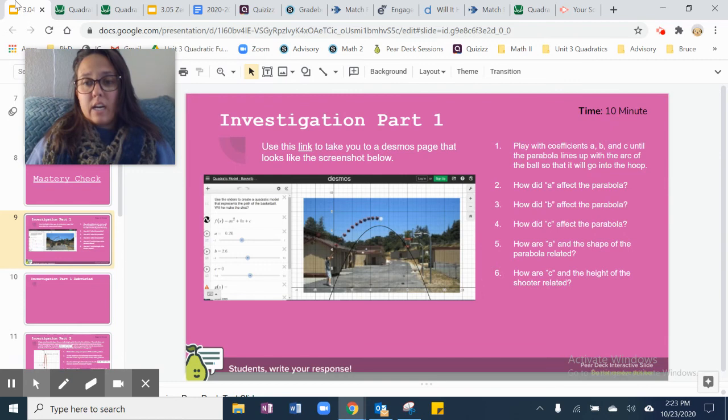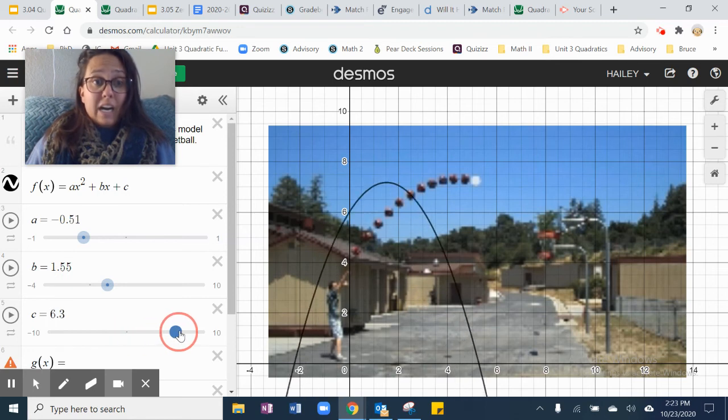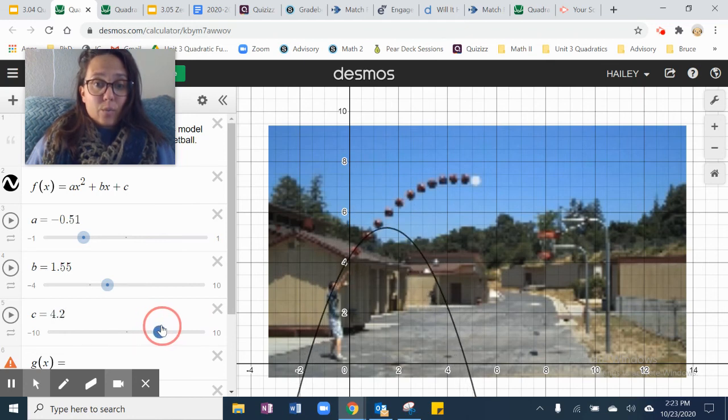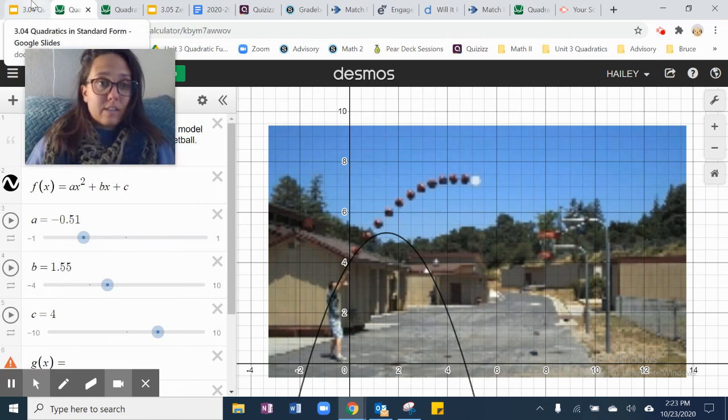How are c and the height of the shooter related? Well, c directly affects the height of the graph, right? And the starting point. So c and the height of the shooter, we had to adjust c until we got to the height of the shooter, the guy shooting the ball, right? So c and his height should be the same, or at least the place where he launched the basketball at first.